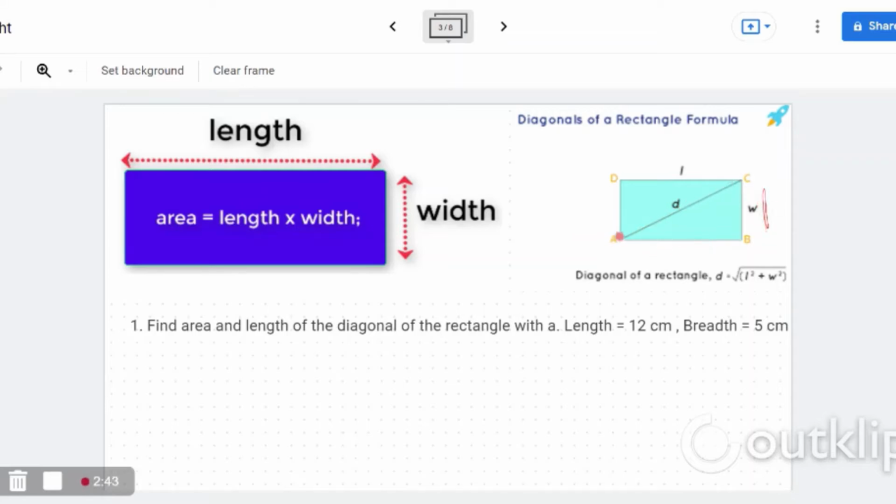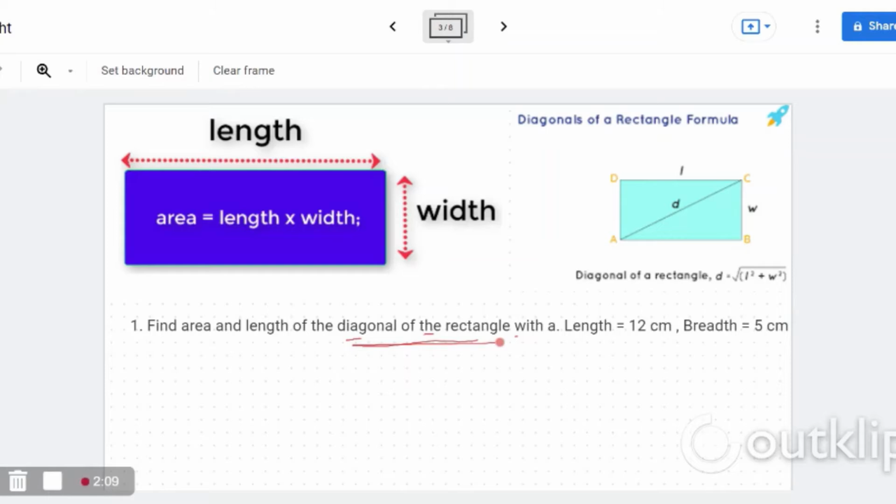That means it is my AC square. AC square is my AB square plus BC square. That means it is the base square plus the height square. Okay. So in my question, this is my length, 12, and this is my breadth, 5. So what I'm going to do, I'll take a pen, and now just have a clear look at this one. I'll take a red pen. So what does this say? I have to find the diagonal of the rectangle.